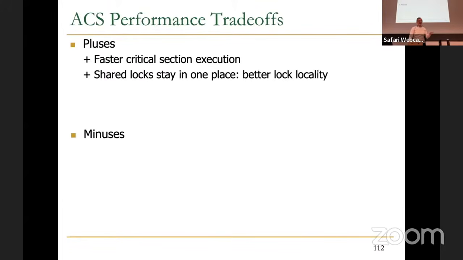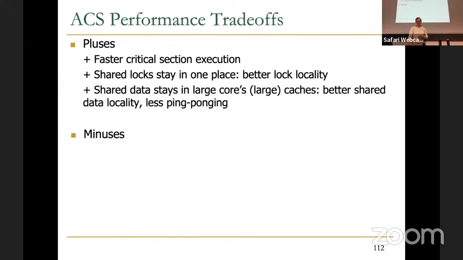The other benefit I already said, shared locks stay in one place, so you get better lock locality. That's actually a big benefit, and we demonstrate it in the paper. Once you read the paper, you will see that some benefit comes from making the critical section faster. Some other benefit comes from actually keeping the shared locks and also shared data in the large core's caches. You get better lock locality, better shared data locality, less ping-pong.